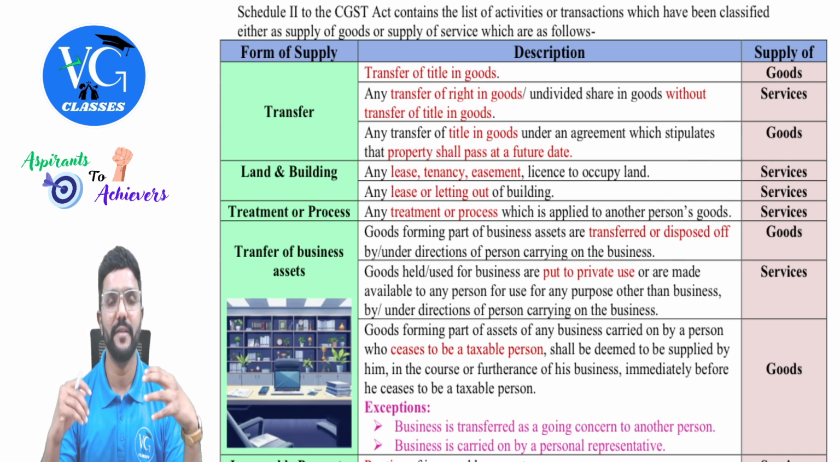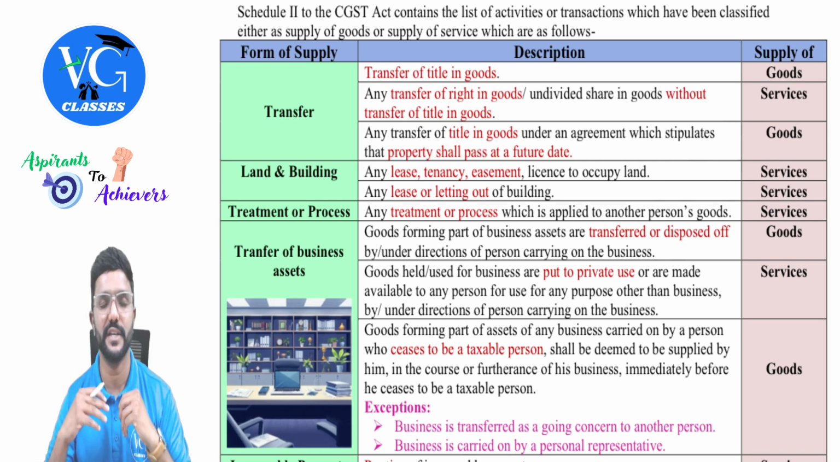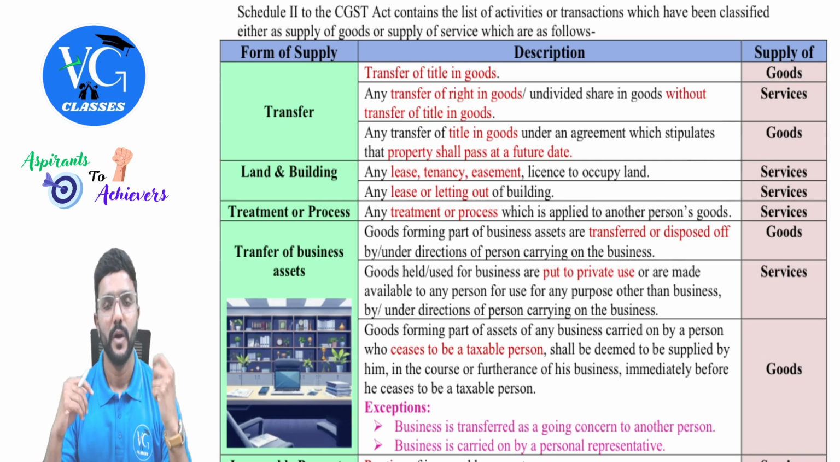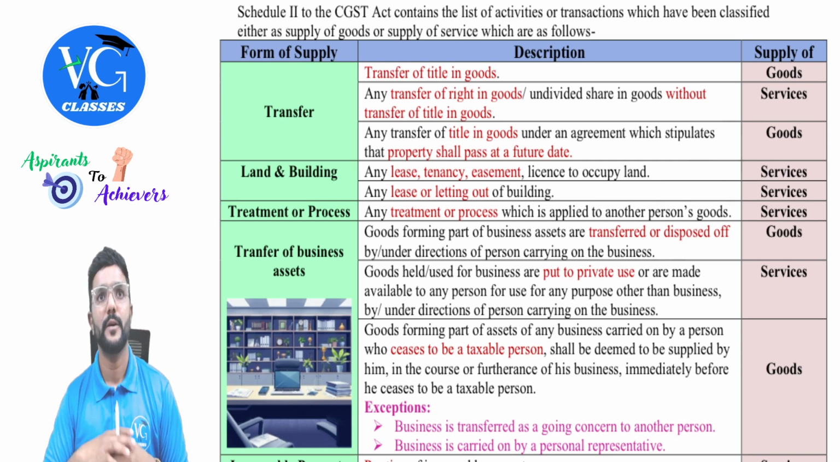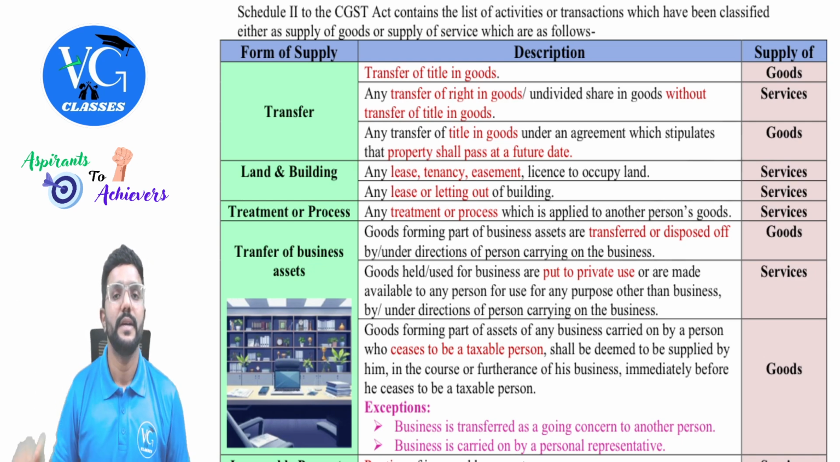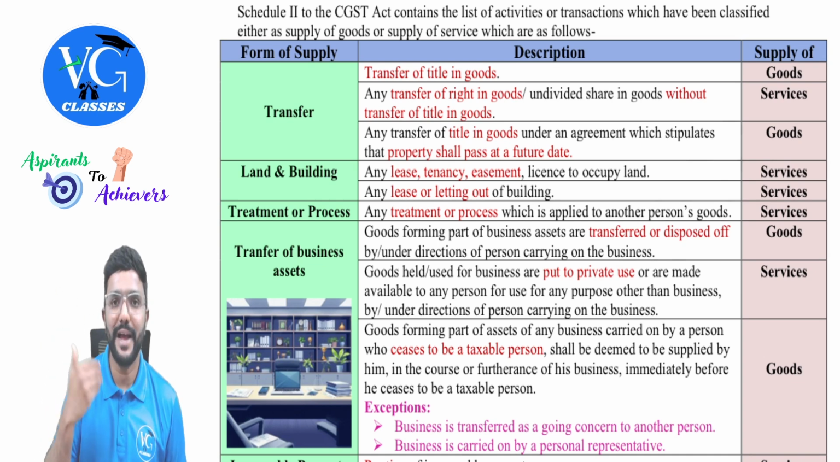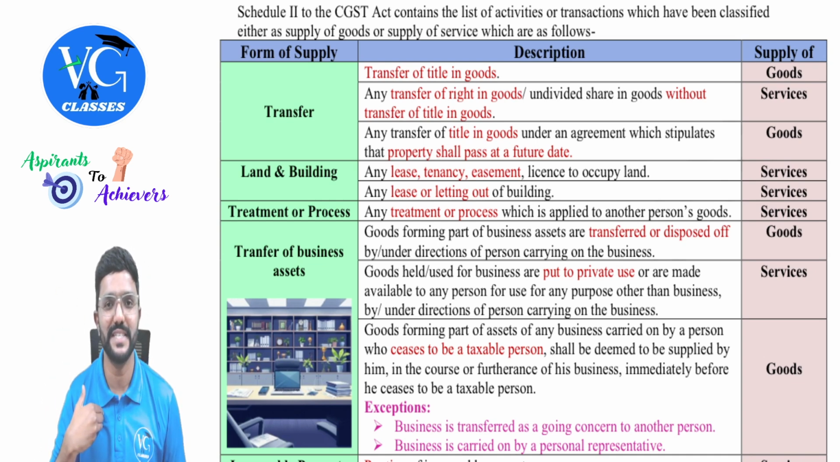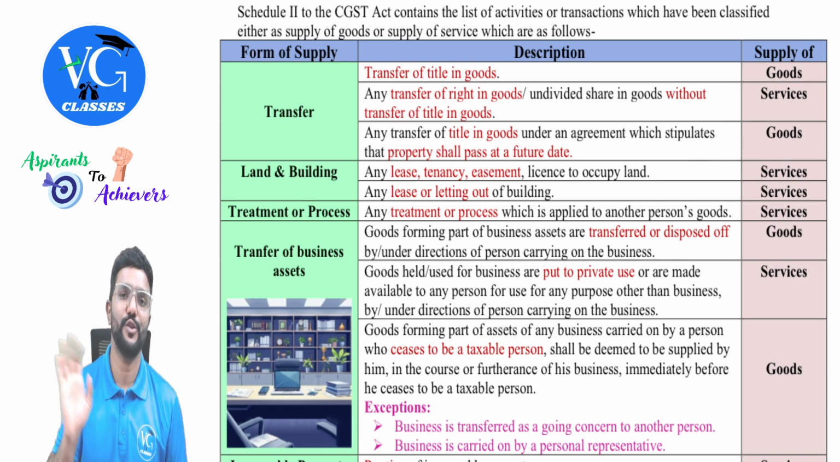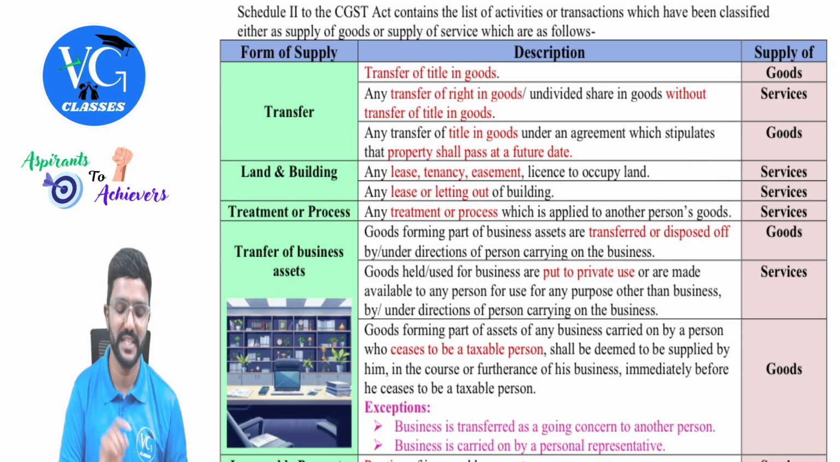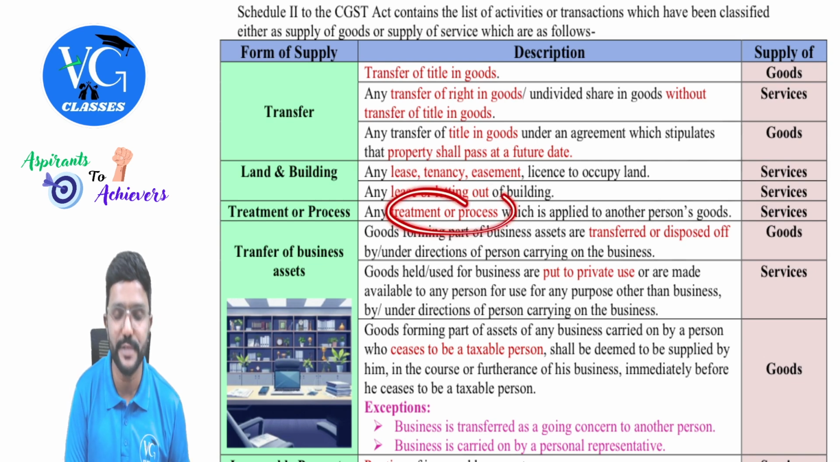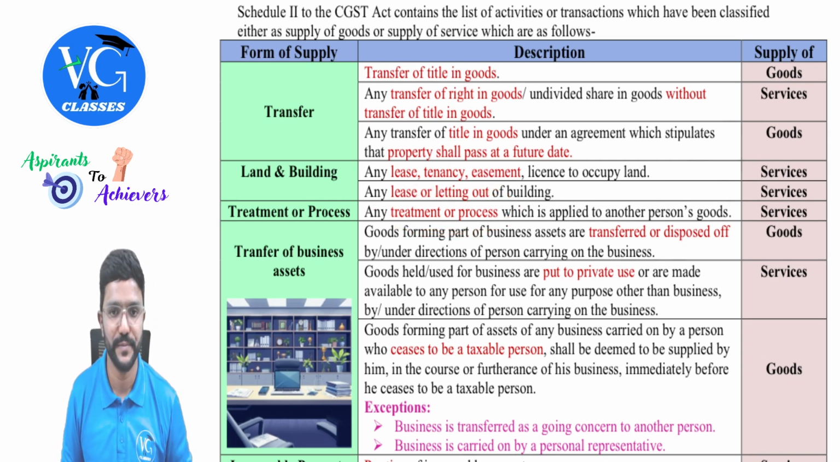Same way, assume I have given my clothes for stitching to a tailor, or I have given my clothes for ironing. In that case, whatever work they are doing is a supply of services. They will give back my clothes to me after the work is done. But is it a supply of goods? No, no. It is a supply of services. They are just giving a process or treatment for my goods, guys.